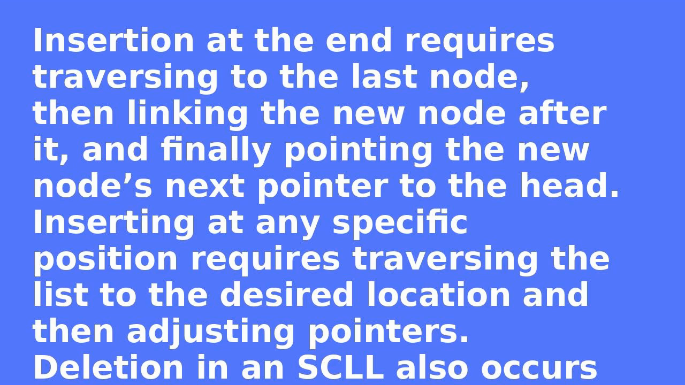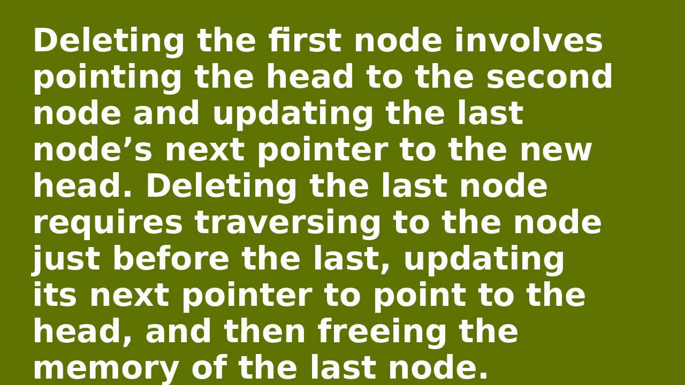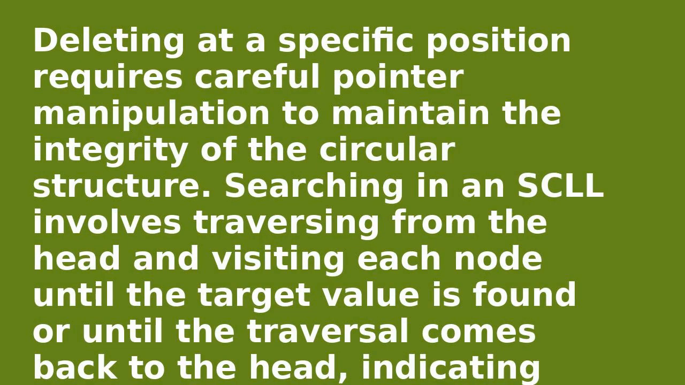Inserting at any specific position requires traversing the list to the desired location and then adjusting pointers. Deletion in an SCLL also occurs at the beginning, end, or any position. Deleting the first node involves pointing the head to the second node and updating the last node's next pointer to the new head. Deleting the last node requires traversing to the node just before the last, updating its next pointer to point to the head, and then freeing the memory of the last node. Deleting at a specific position requires careful pointer manipulation to maintain the integrity of the circular structure.